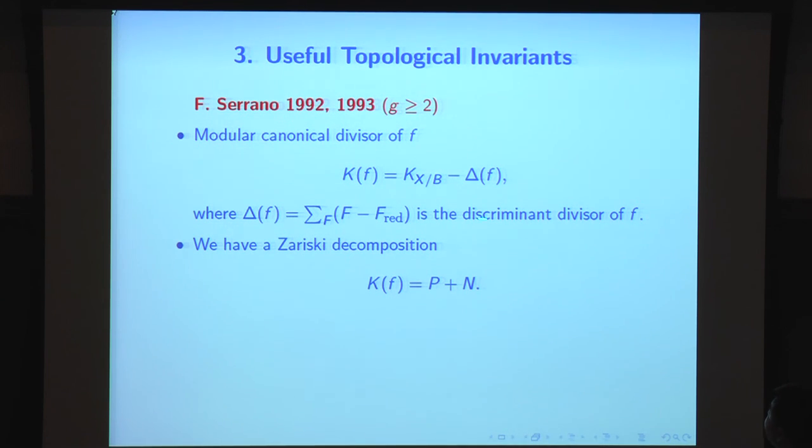Cirillo studied this kind of divisor, and he studied the invariants coming from this one with the property of the fibration. For example, he proved that if the genus is at least two, then K_f has a logarithmic decomposition. Here, P is the positive part, N is the negative part. This is the relative canonical divisor, a modular canonical divisor of the family. So we can define the corresponding quadratic dimension from this divisor. So the quadratic dimension is less than two if and only if the positive part is zero, if and only if F is isotrivial. So this one corresponds to the isotriviality.